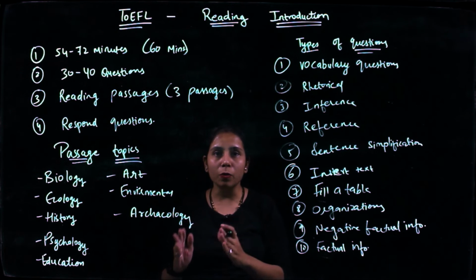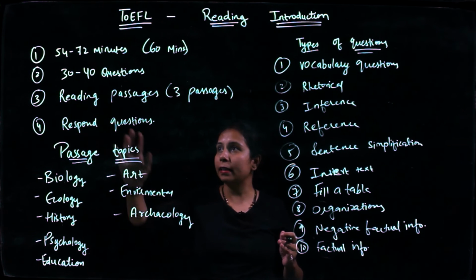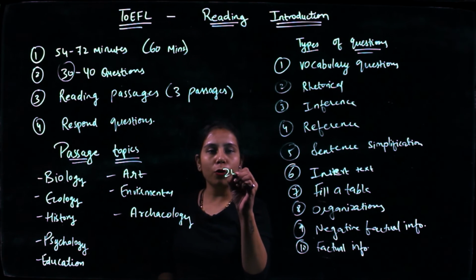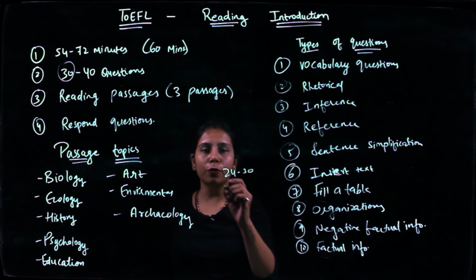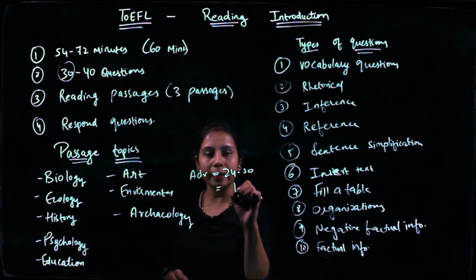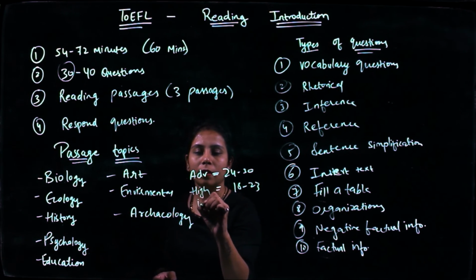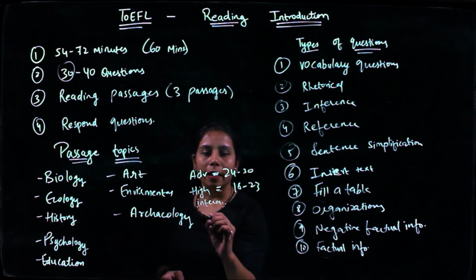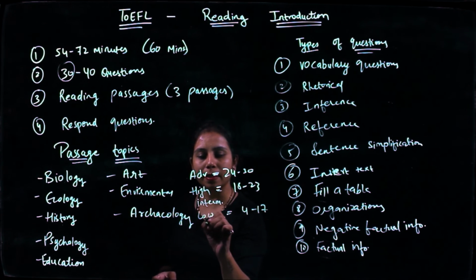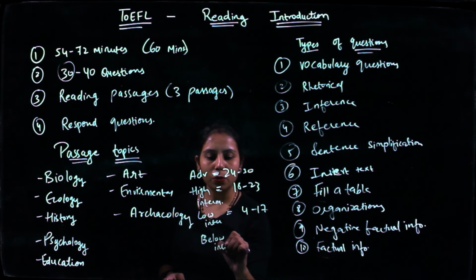Okay, before that, I want to tell you one more thing about your score. There are 30 questions. If you score between 24 to 30, it is called advanced scoring. You have scored well. If you score between 18 to 23, in that case, you are high intermediate. And if you score between 4 to 17, in that case, you are low intermediate. And it is below intermediate when you score between 0 to 3.